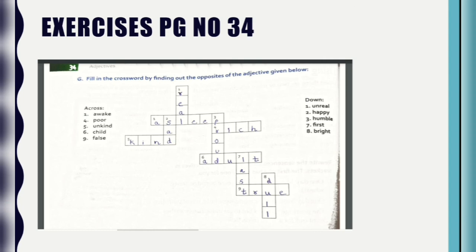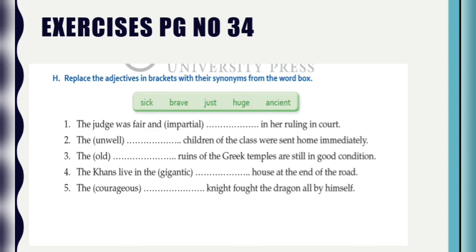Now next one, exercise H. Replace the adjectives in the brackets with their synonyms from the word box. Now first one is given, the judge was fair and in bracket it is given impartial in her ruling in court. So here you have to write the synonyms. So impartial means just, okay, impartial means just. See, we used to say no, injustice, this is injustice, so opposite of injustice is justice.